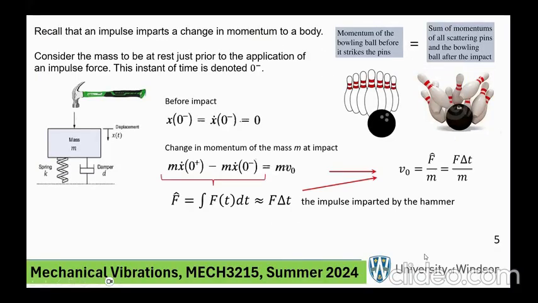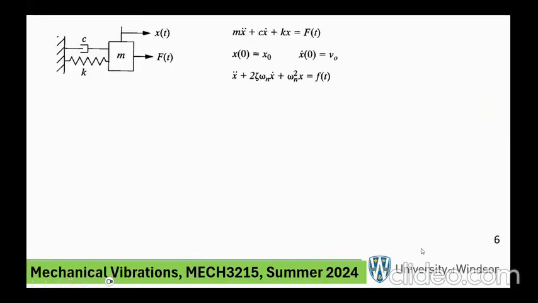Okay, so let us go back to our mass spring damper system, and suppose we apply a force f of t, but not any force, an impulsive force. We just found out that if this is an impulsive force, the only effect it has on the block m is to give it an initial velocity v naught.